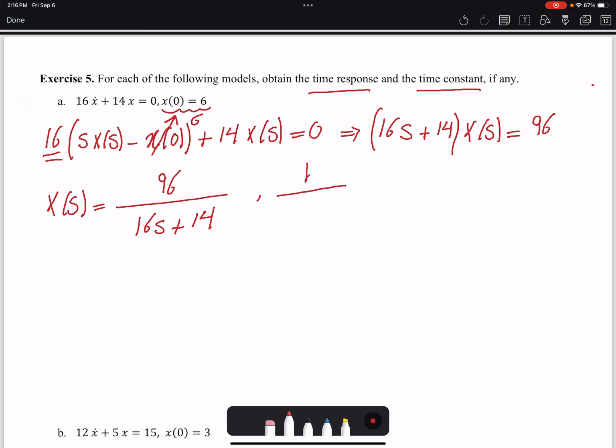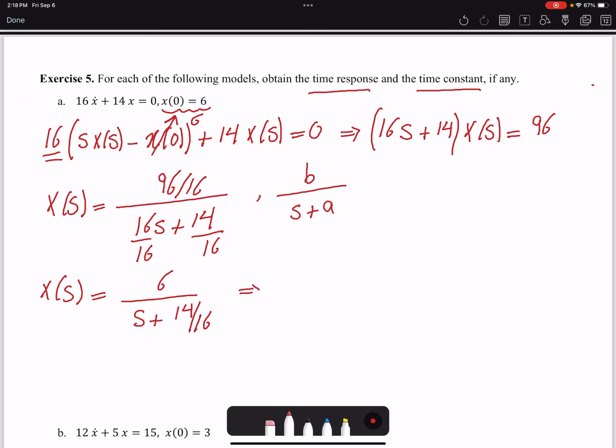I'm trying to rearrange it into the form of s plus a. So in this case, I need to divide everything by this 16, the numerator and denominator. So at the end, for X(s), the numerator has 6, over s plus 14 over 16. If I take a Laplace inverse in the time domain, 6 would be the coefficient, e to the minus 14 over 16 t.